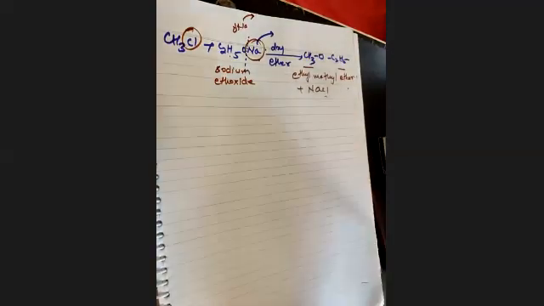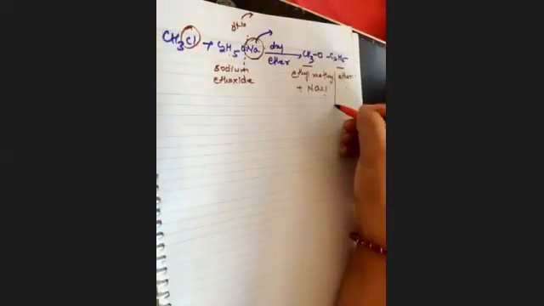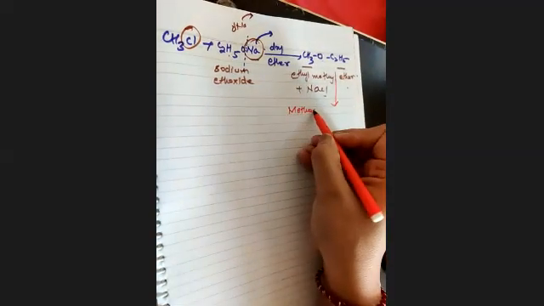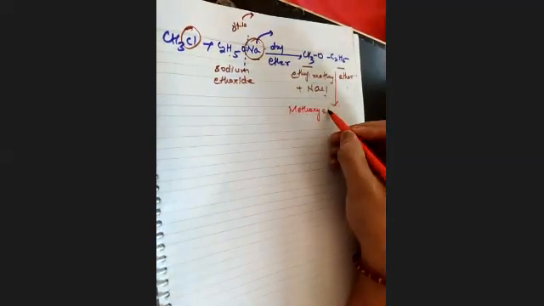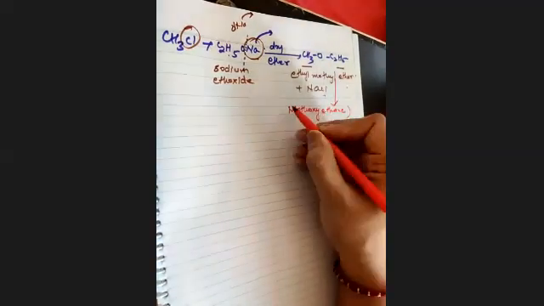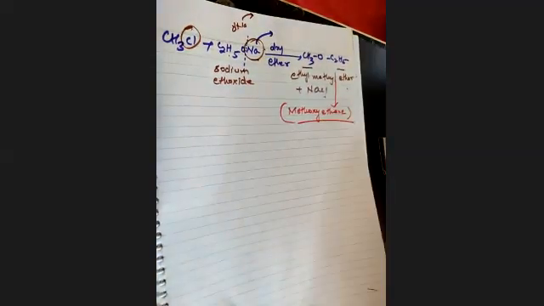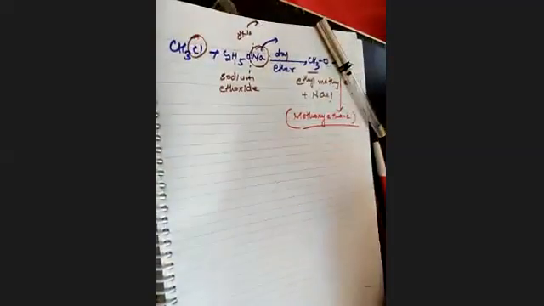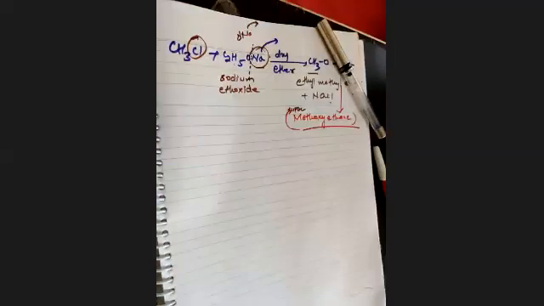Or according to IUPAC, the other name of ethyl methyl ether is, who will tell me? It's methoxyethane. Note it down. Methoxyethane. Clear? This is according to IUPAC. So we know this thing that in chemistry we'll consider the IUPAC name only, not the common name. Clear?